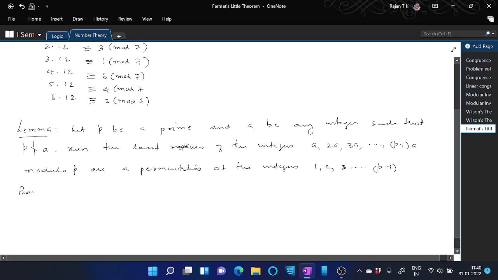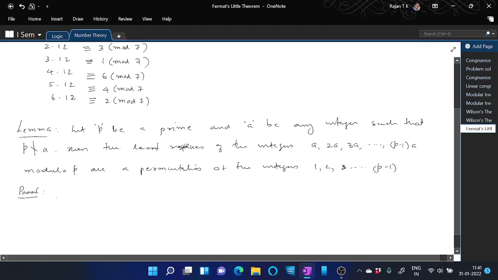Now let us try to prove this. Here we want to show if p is any prime and a is any integer such that p does not divide a, then the multiples of a by 1, 2, 3, etc. p minus 1, that is 1a, 2a, 3a, etc. p minus 1 a, are such that the residues of these integers modulo p are 1, 2, 3, etc. p minus 1 in some order. We prove this.